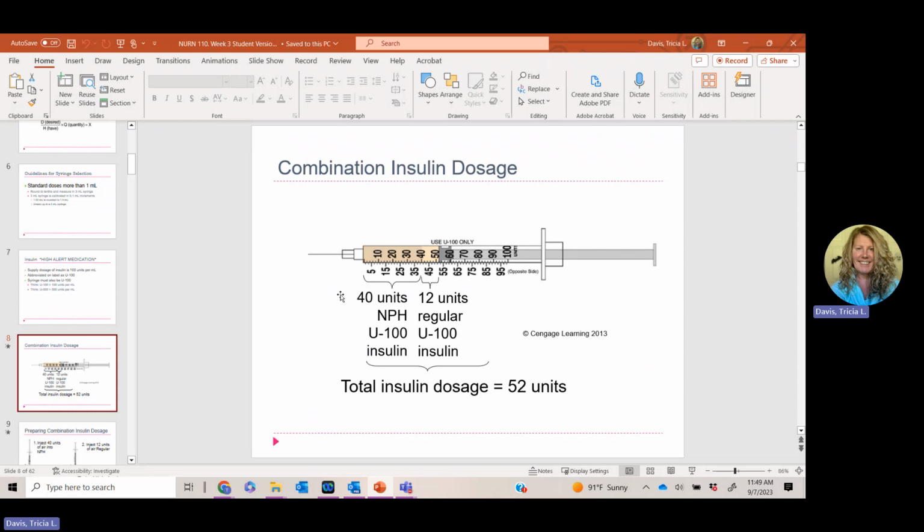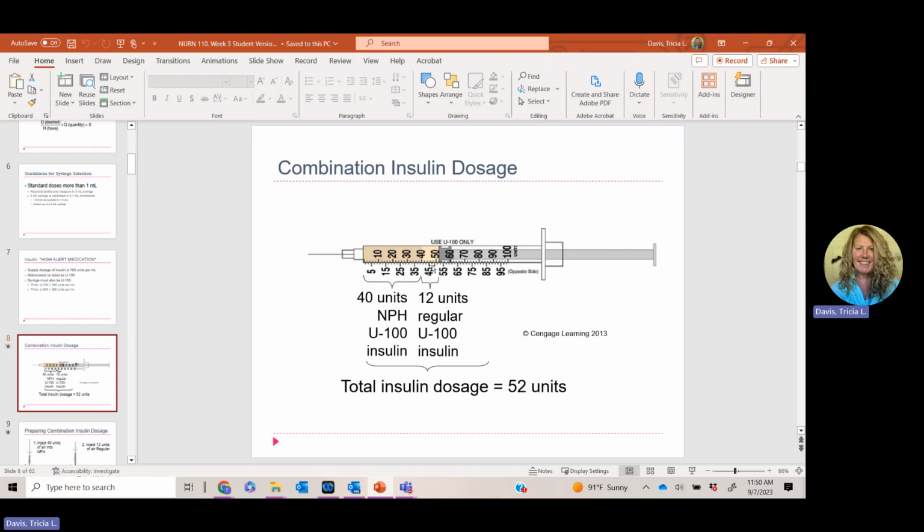Sometimes we combine short-acting and long-acting insulin together, which is exactly what we've done in this syringe right here. If you can see the different colorations through this barrel here, we have 40 units of our NPH insulin. If you see right here, it fills all the way up to the 40. And then we also drew up 12 units of regular insulin. So from the 40 to the 52 is our 12. We have a total of 52 units, 40 units for NPH, 12 units for regular.